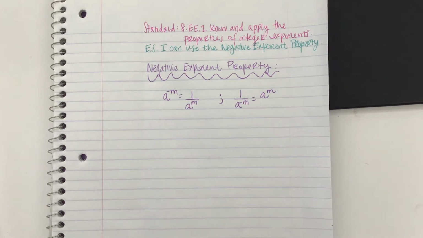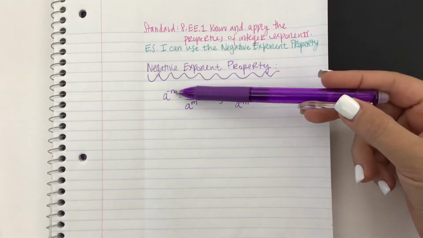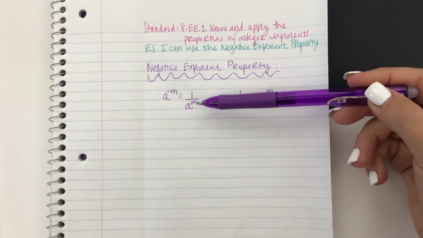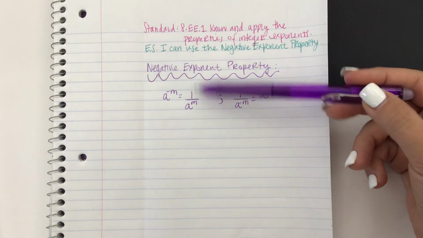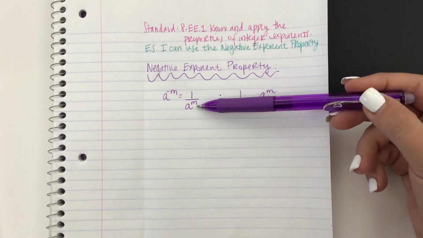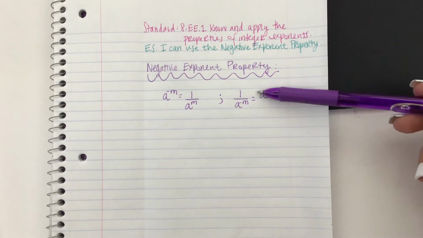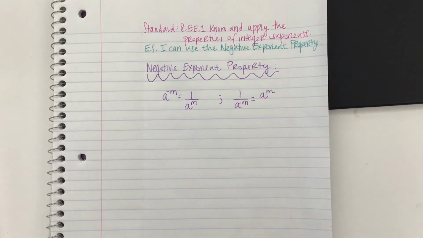So the shortcut, or the simple way of finding the simplified answer, is if you have a negative exponent, all you do is you move that negative exponent to the other side. Okay, so if it's in the numerator, you move it to the denominator and you make it positive, or if it's in the denominator, you move it to the numerator and you make it positive. So move it to the other side and make it positive. We'll do a couple of examples.